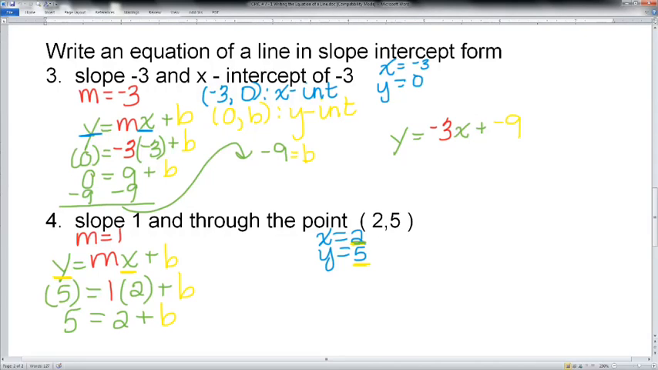And so if I subtract 2 from both sides, I'm going to get b is equal to 3. And so now we can put our equation together. So we have y is equal to our m, which is 1, x plus our b, which is 3.